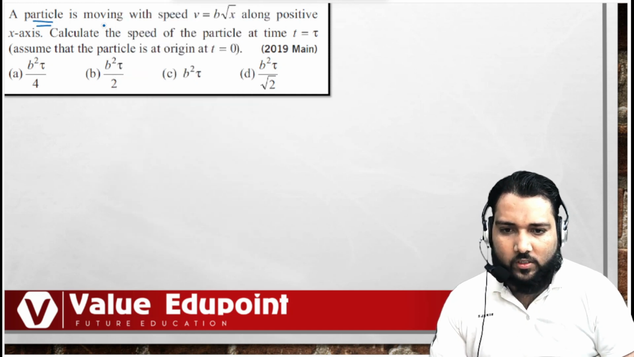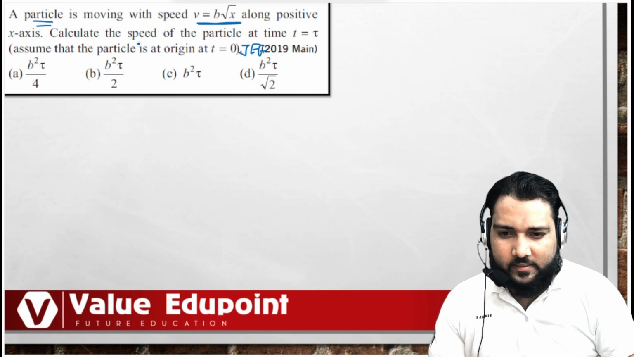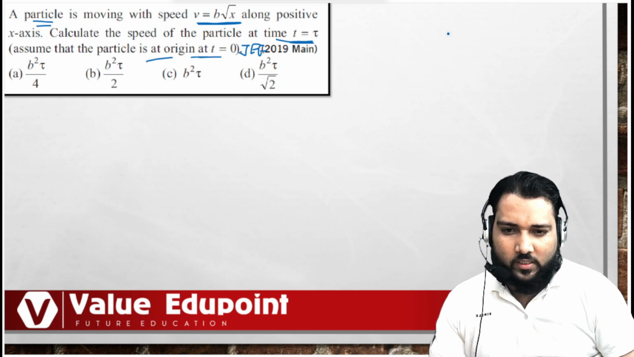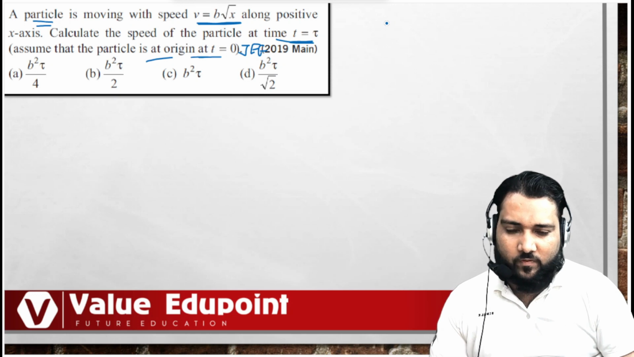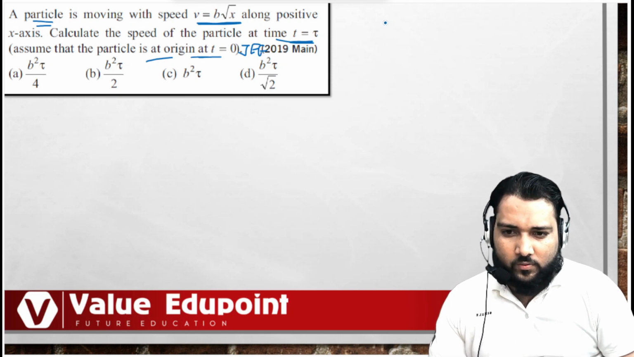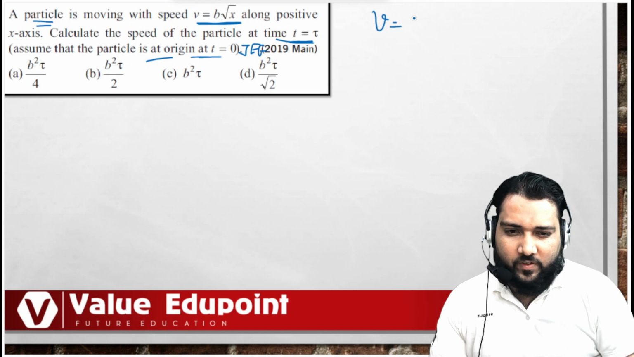Now we are looking at another problem. This is the problem of J. The velocity is given as a function of x along the positive x-axis. Calculate the speed of the particle at t equals tau. The particle is at the origin at t equals 0. This is the initial boundary condition. So now, guys, we have to calculate speed, so we will convert this equation into terms of time. How can we write this? This is v equals b root x.